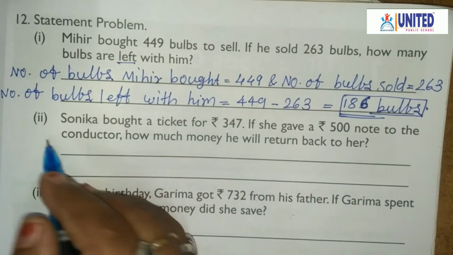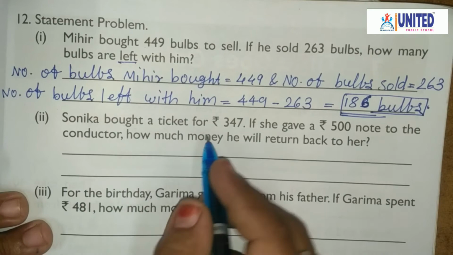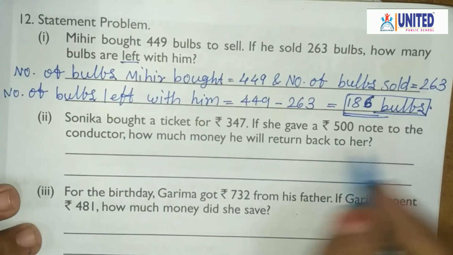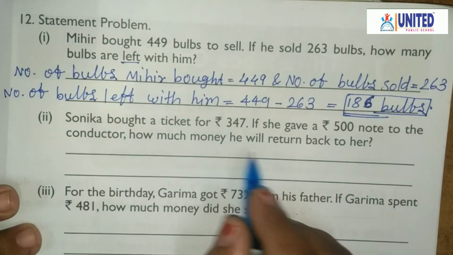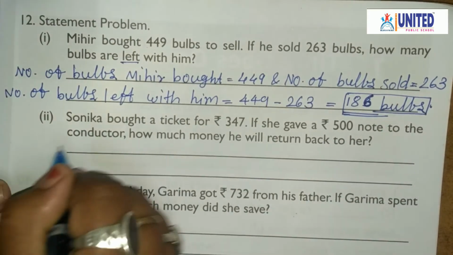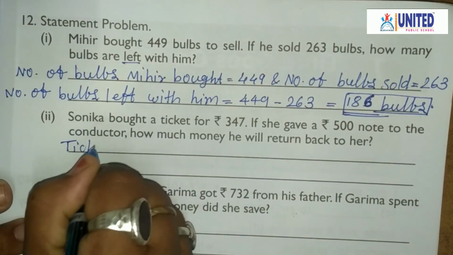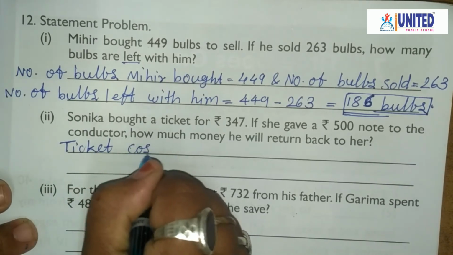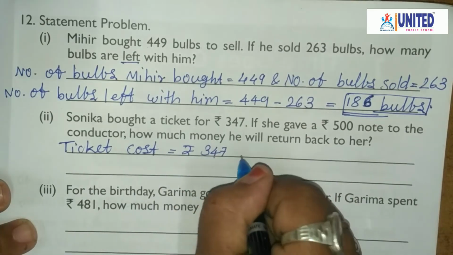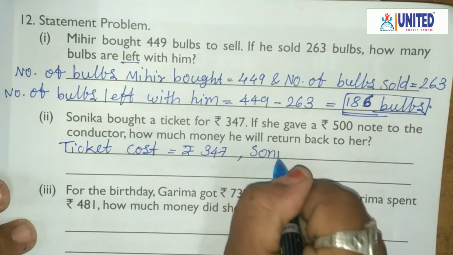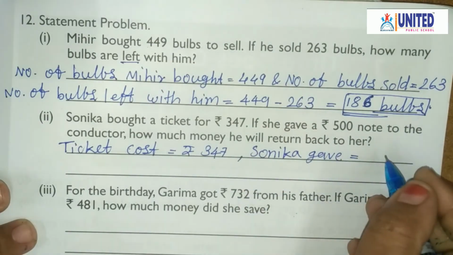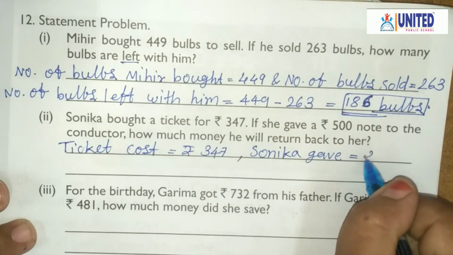Now number 2. Sonika bought a ticket for rupees 347. If she gave a rupees 500 note to the conductor, how much money will he return to her? Okay. So write down the answer. First of all, write ticket cost. What is the cost of the ticket? Rupees 347. Now, how much did Sonika give to the conductor? That is rupees 500.